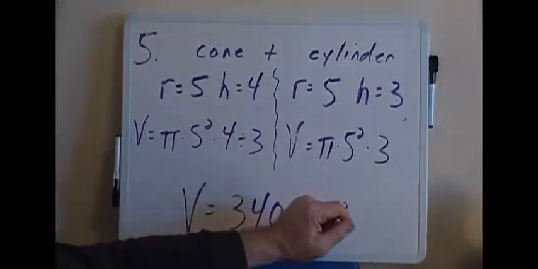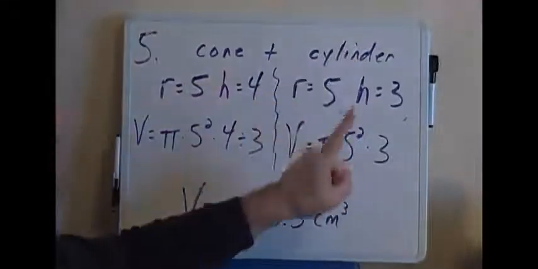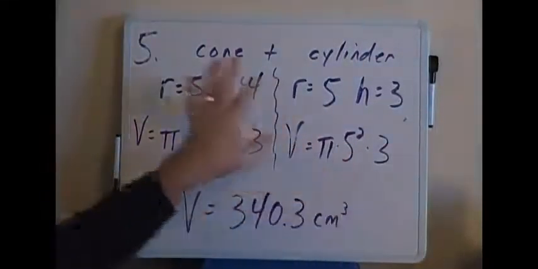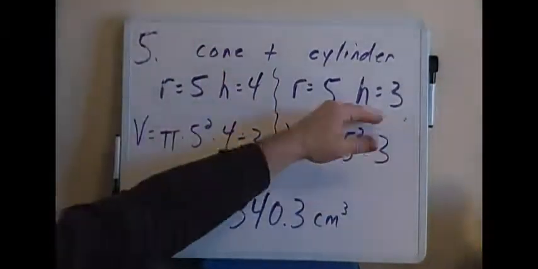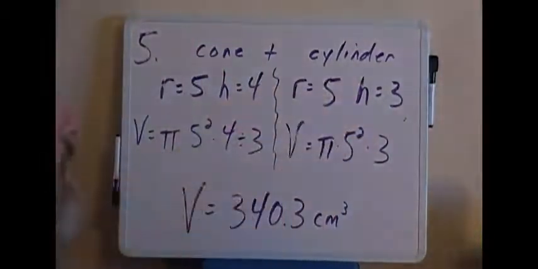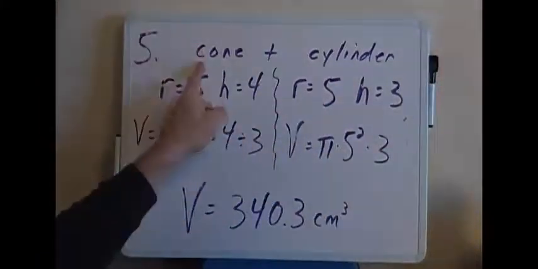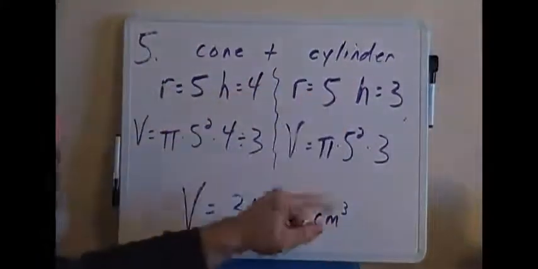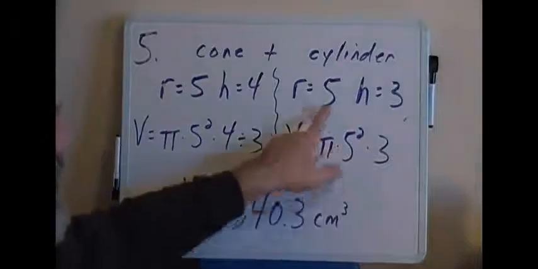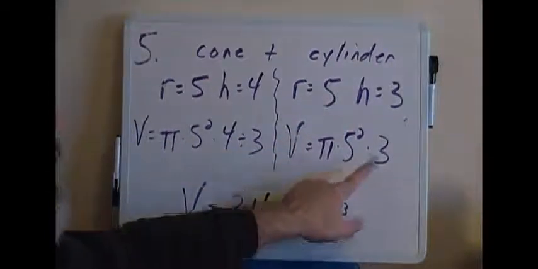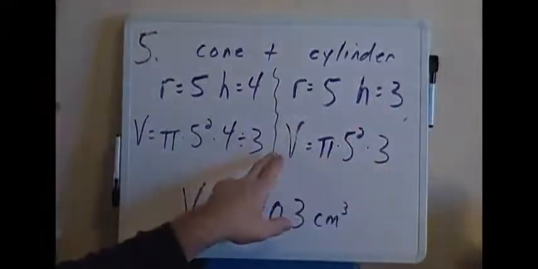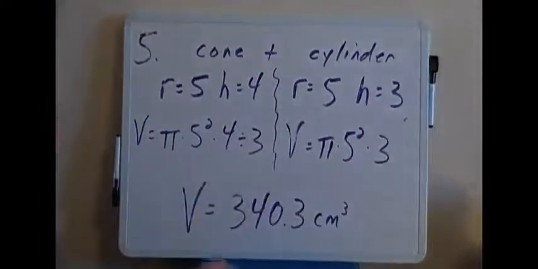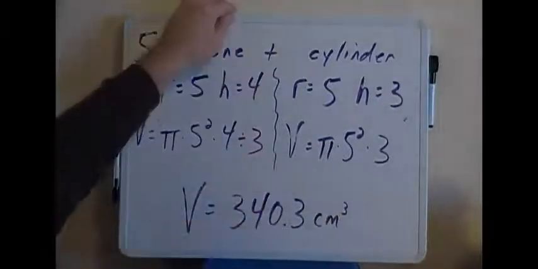And then over here, because it is a cylinder, we are not going to divide by 3. Once people start doing cones, they tend to forget and they start dividing by 3 for cylinders as well. Please make sure you recognize only divide by 3 for cones, not for cylinders. Volume here is pi times the radius squared of 5 squared times the height of 3. Put parentheses around this and a plus sign, or use your memory, and you get 340.3 cubic centimeters.